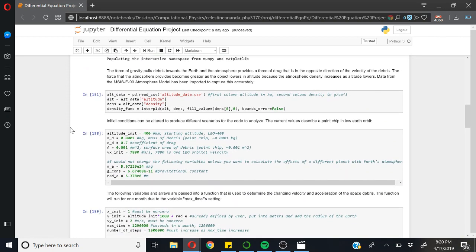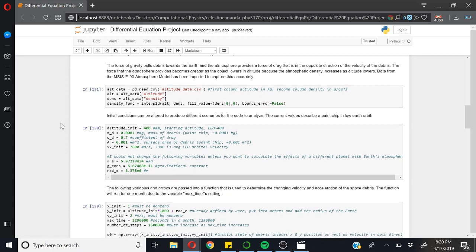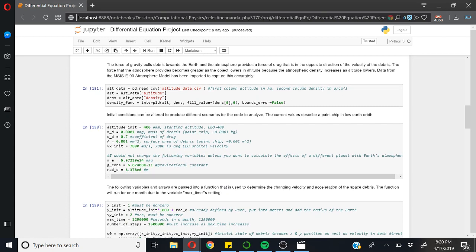So the first thing that I wanted to delve into is that the force of drag on an object that causes it to burn up will increase as it gets closer and closer to the Earth, because the air density will become more dense. So in order to capture this, I've taken data from the MSIS E90 atmospheric model from the Earth's surface all the way up to 1,000 kilometers in orbit. And I put this into a function using the interp1d command.